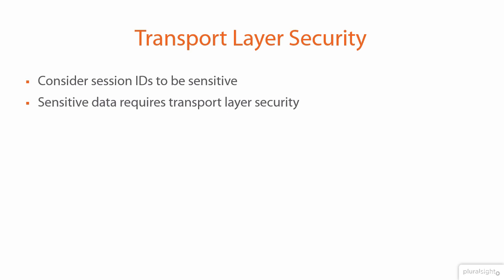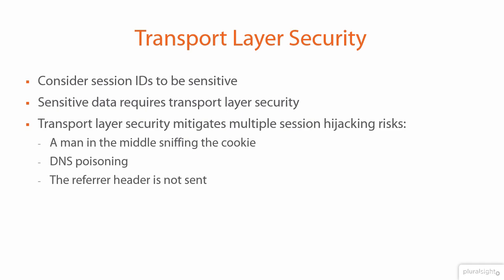The sequence number prediction risk that we saw in the previous module around network level session hijacking as well, that risk goes away because you're getting encryption all the way from the client to the server. Anything sitting in the middle simply can't do anything with the traffic. They can't read it, they can't change it, and they can't redirect it. Transport layer security does mitigate against a whole bunch of different session hijacking risks.